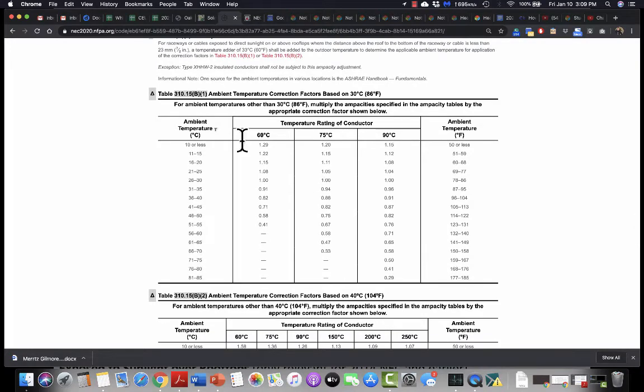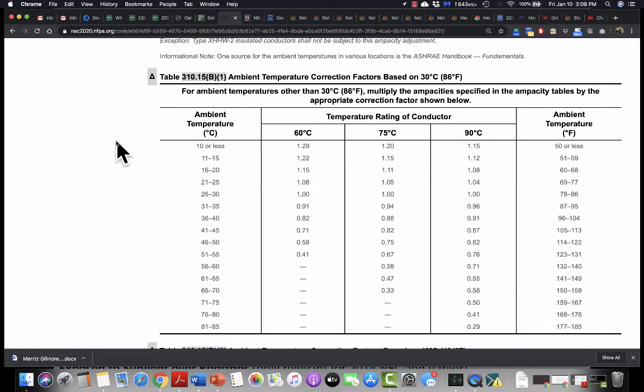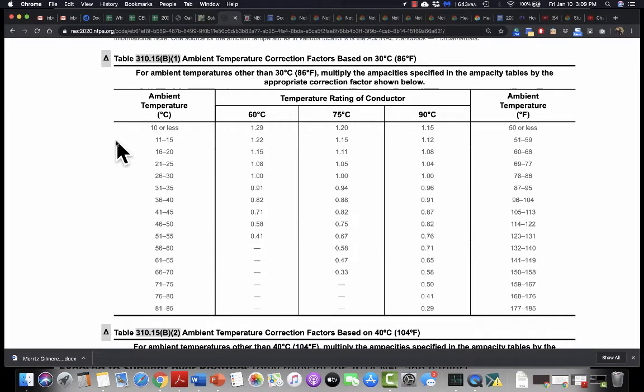So here it is, 310.15(B)(1), ambient temperature correction factors based on 30 degrees C. That means if you're at 30 degrees C, you don't need to do any correction factor. But once you get hotter than 30 C, then you're going to have to start derating things.